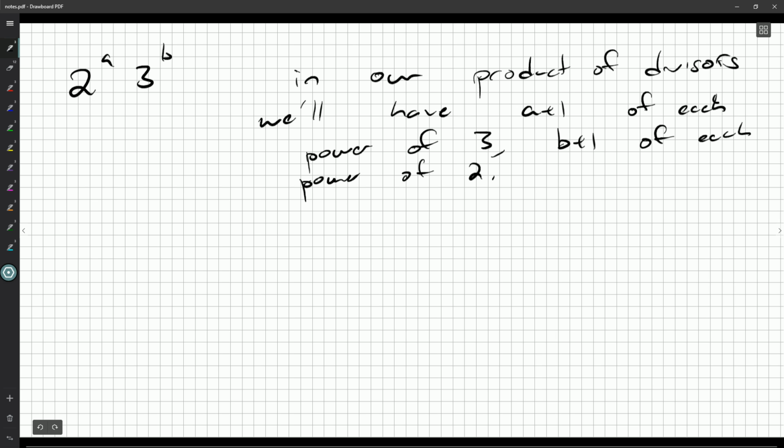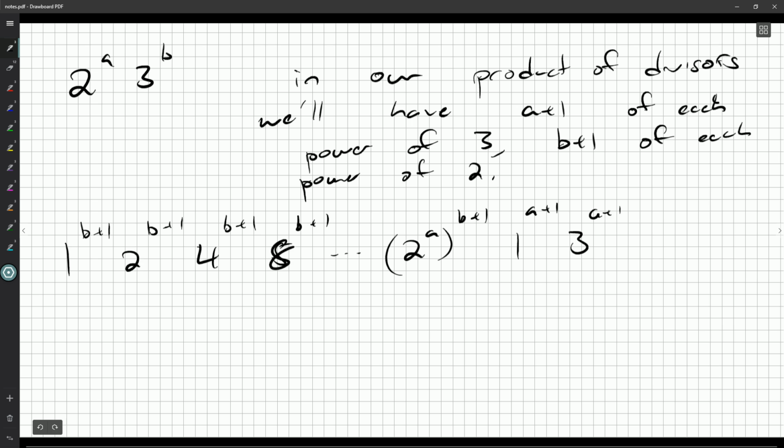power of 2, right? So we'll get 1 to the B plus 1, 2 to the B plus 1, 4 to the B plus 1, 8 to the B plus 1, and we'll just keep going all the way up to 2 to the A to the B plus 1. And then we'll also have 1 to the A plus 1, 3 to the A plus 1. Keep going all the way up to 3 to the B to the A plus 1.